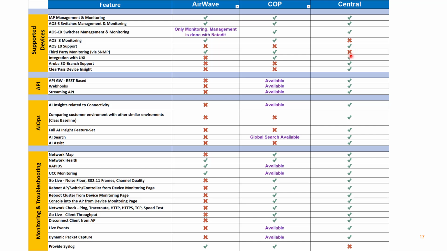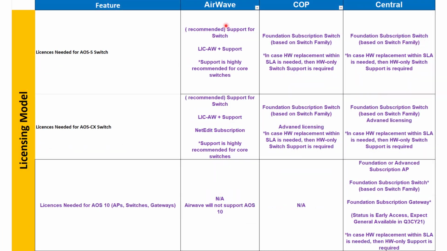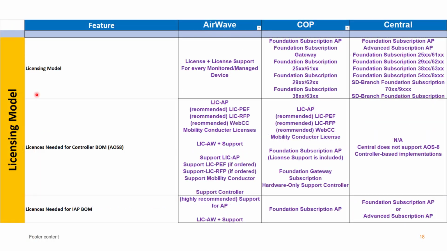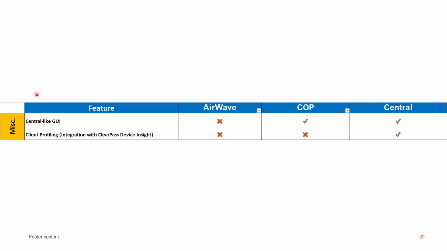That's what it is. Then we're also talking about the features that are supported by all of these: Central On-Prem, AirWave, and Central. And we're talking about the continuation, the license model, for example. The previous one was the licensing model as well. And last but not least, looking into the Central GUI. They are very much similar to each other, except that Central On-Prem is a slightly older interface than Aruba Central. AirWave is different.